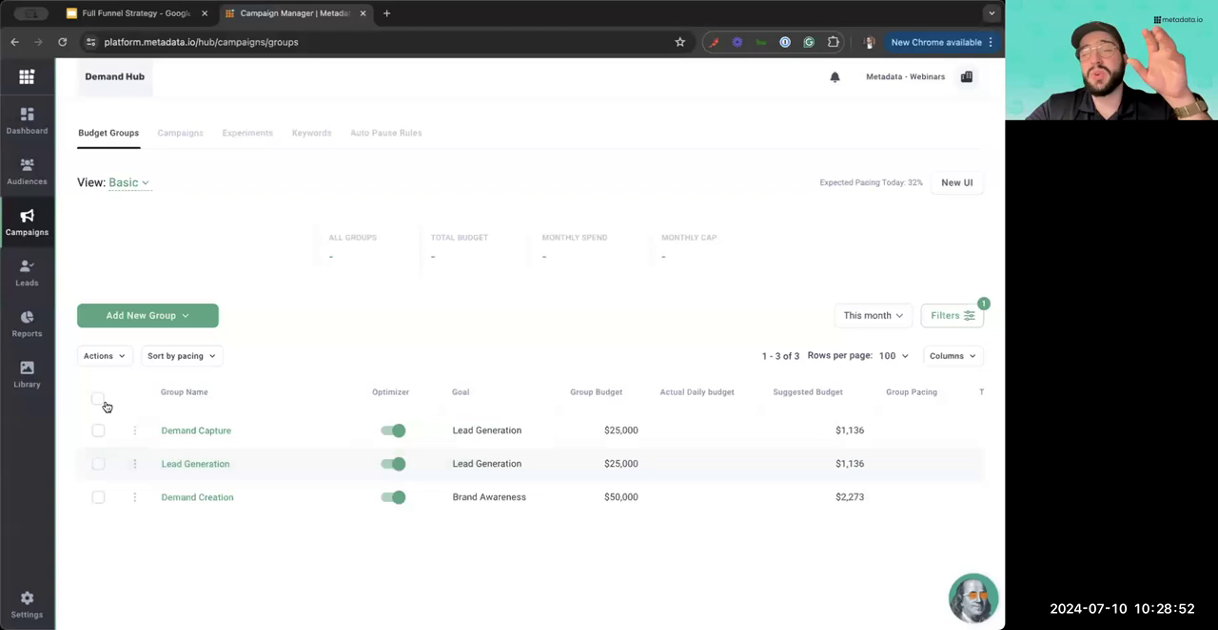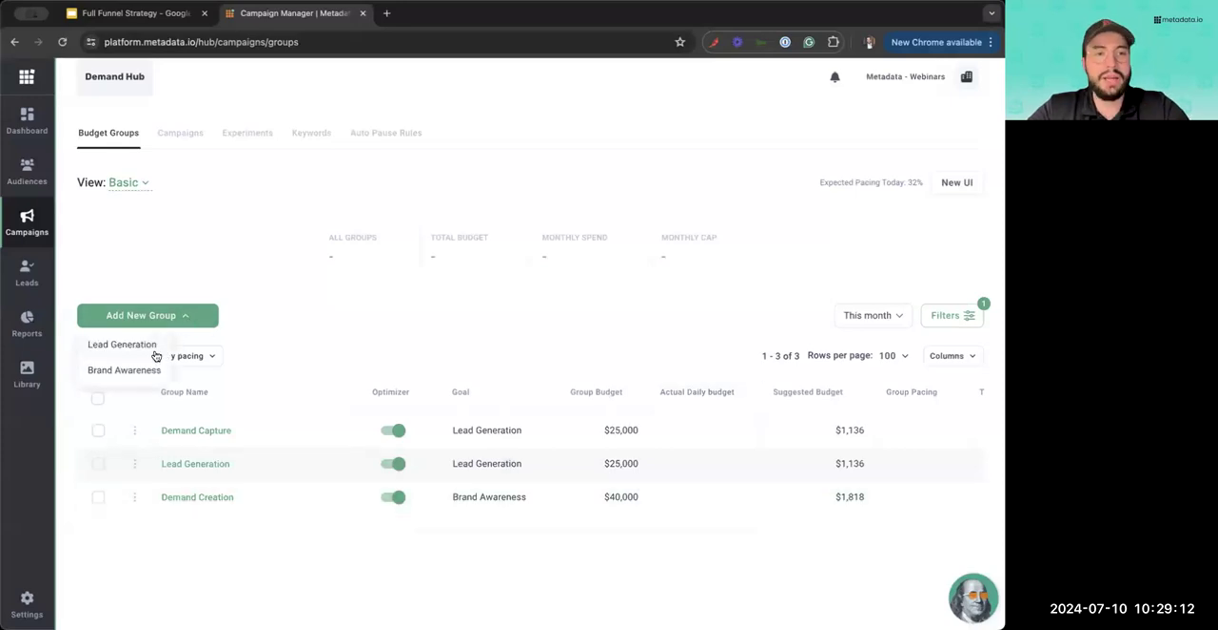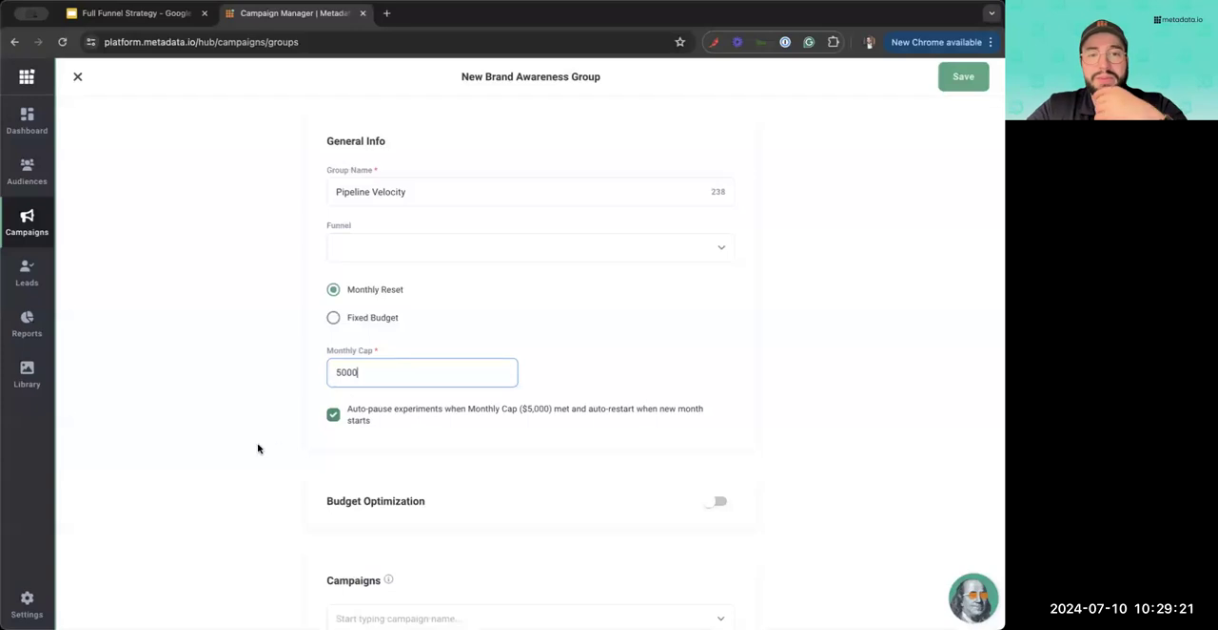That is a typical stage one, I would say. From here, we can expand it a little bit further, focusing on that post closed won experience. And so within that, let me adjust this to maybe 40K per month. And then I'm going to create a brand awareness budget group called Pipeline Velocity. And that is going to be $5,000.